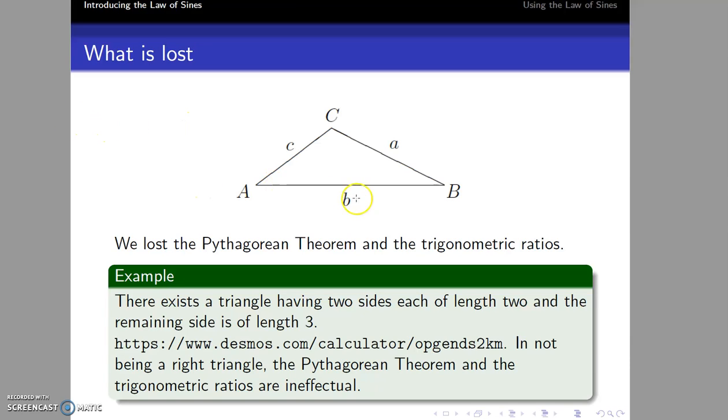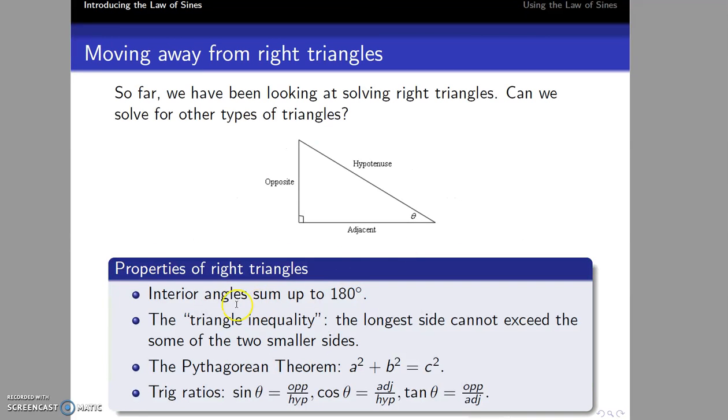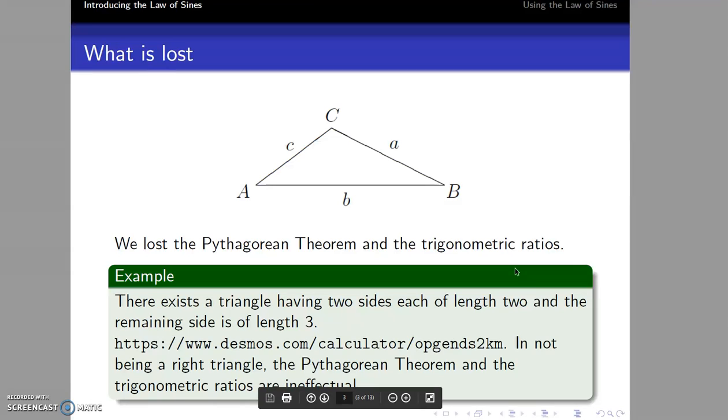In fact, if you don't have a right triangle, or even if you don't have the guarantee of a right triangle, you cannot use the Pythagorean theorem. Period. Full stop. So what can we use? Obviously, we can still use the fact that interior angles sum up to 180 degrees. We still have a triangle, so we still have the triangle inequality. But that's all we got. This other nice stuff that we can use to definitively solve for dimensions of triangles, we no longer have that. We've got to do something else.